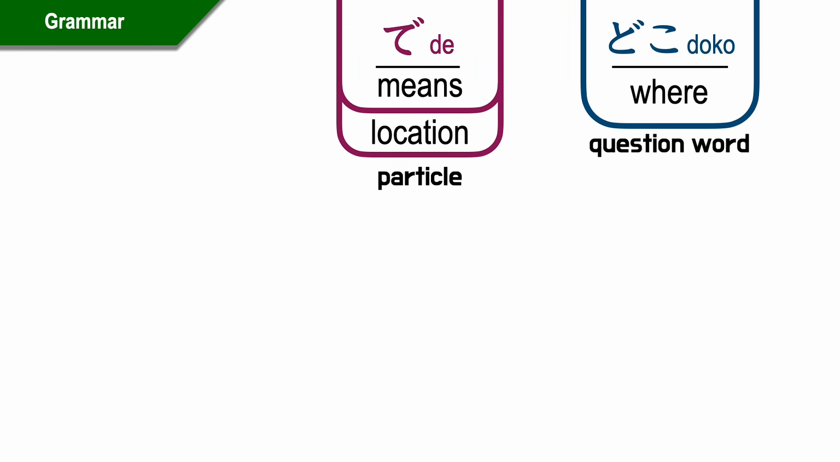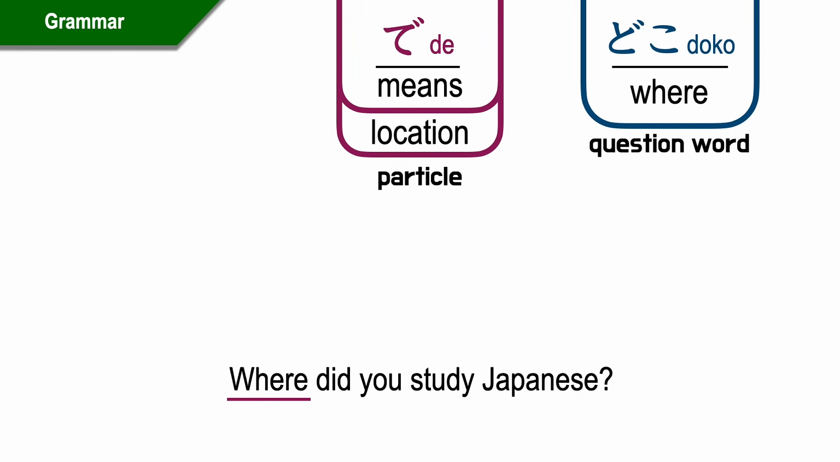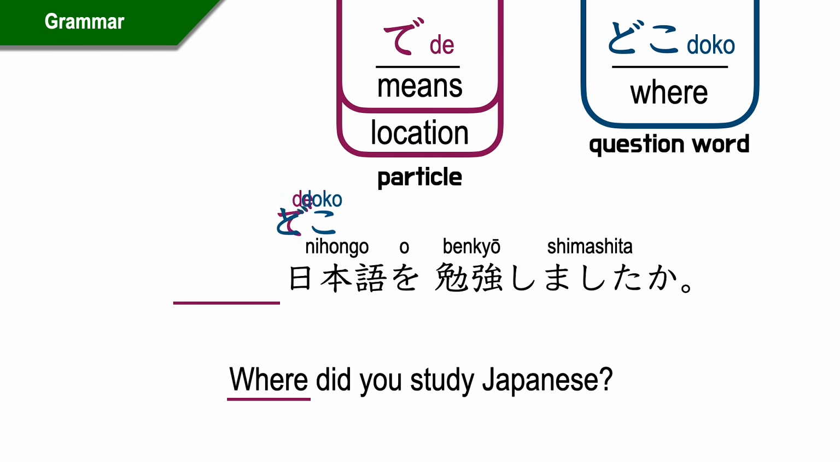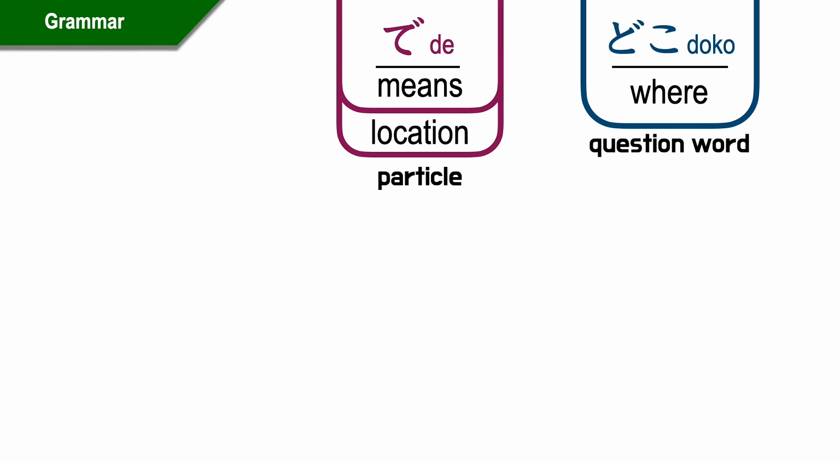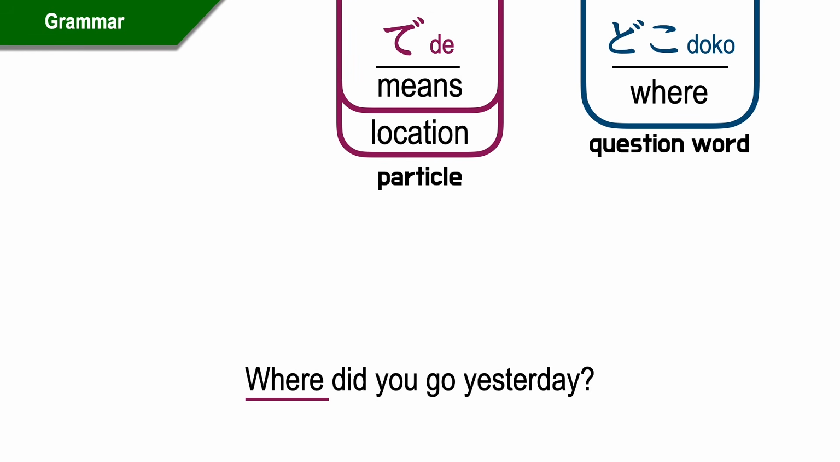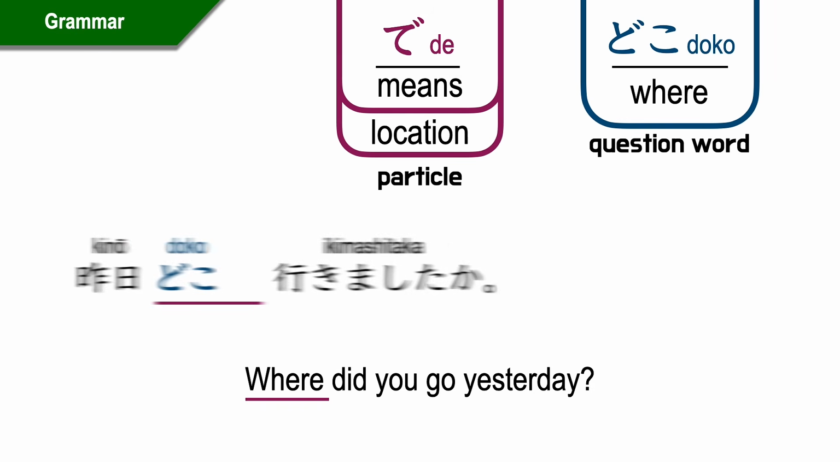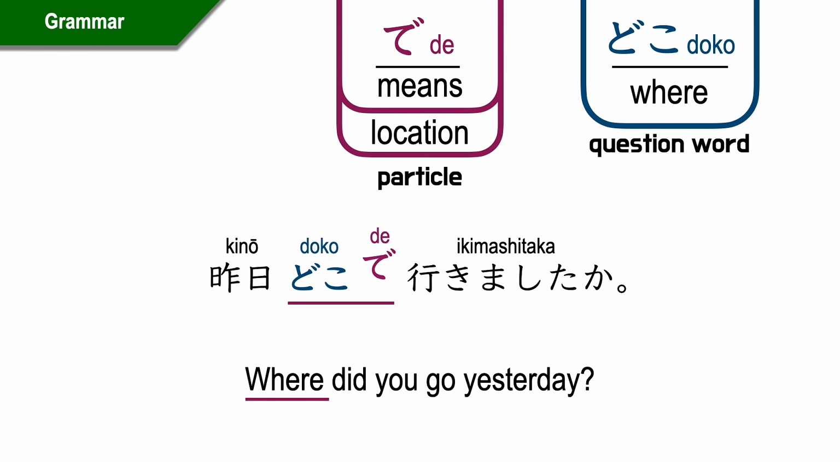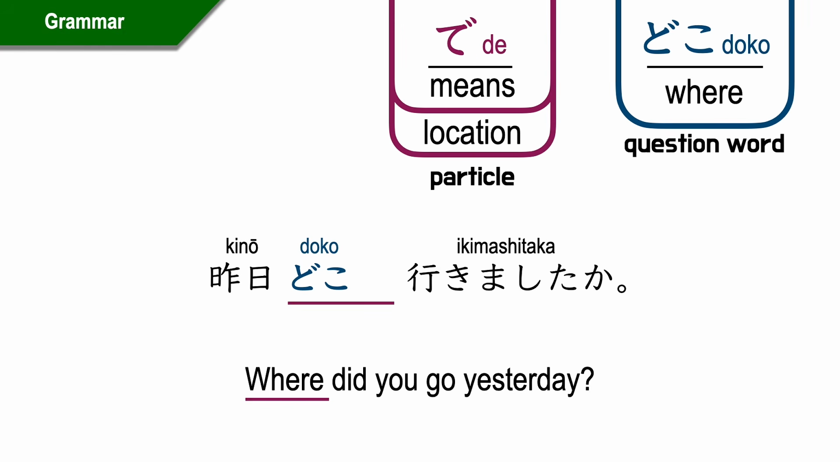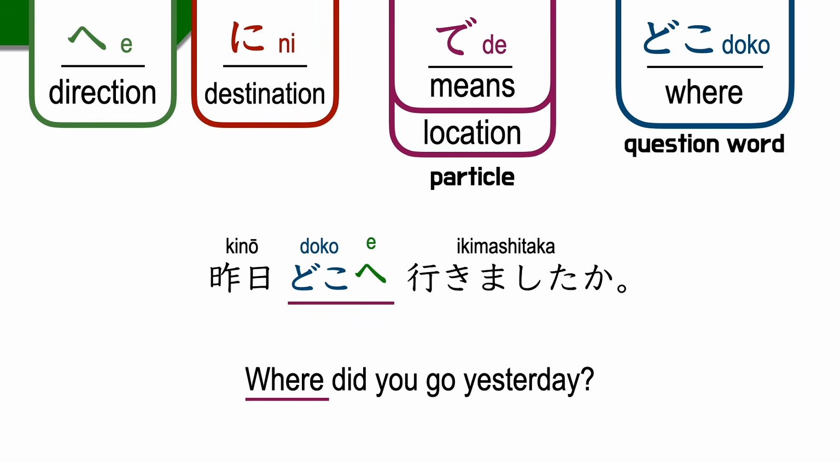Using the question word どこ, how to ask, where did you study Japanese? どこで日本語を勉強しましたか? Where did you go yesterday? Do not say 昨日どこで行きましたか? It should be either 昨日どこへ行きましたか or 昨日どこに行きましたか?